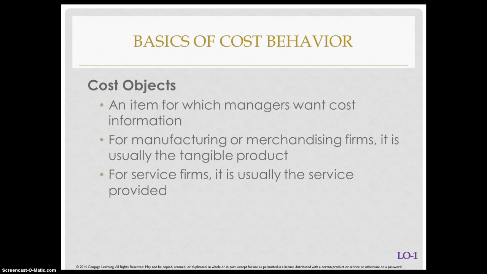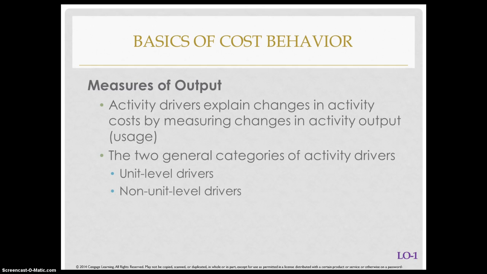Cost objects are an item for which managers want cost information. For manufacturing or merchandising firms, it is usually the tangible product. And for service firms, it's usually the service provided. Measures of output. Activity drivers explain changes in activity costs by measuring changes in activity output. The two general categories of activity drivers are unit level drivers and non-unit level drivers.